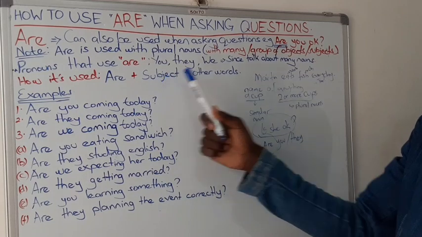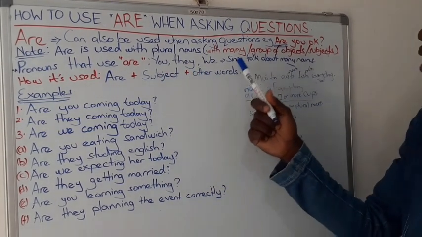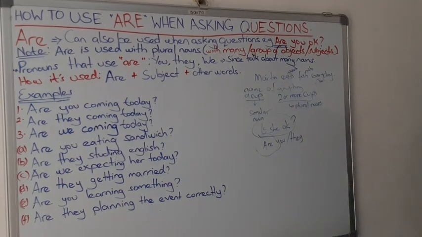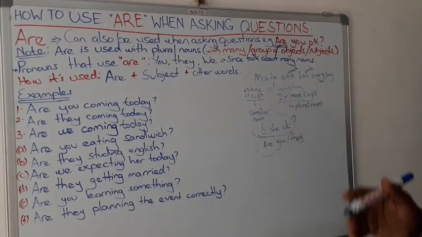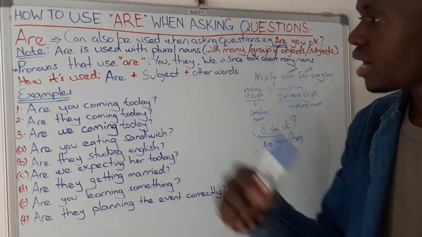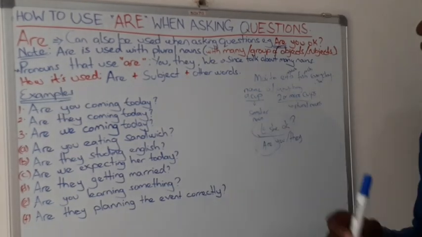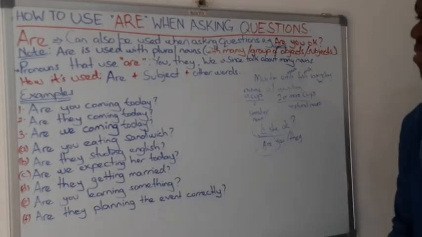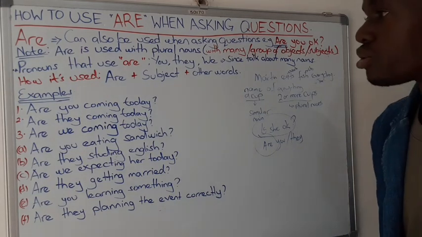Hope now you understand what subject means. Subject and other words. Other words can be the verb, the object, and the time of the action, as I've given you in this example. Once again, we use "are" at the start, and we follow it with the subject and other words. Let's have a look at some examples.